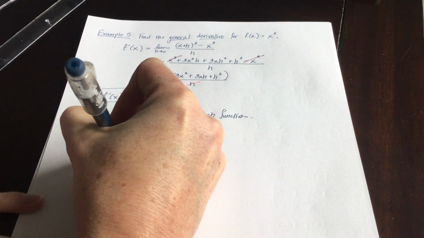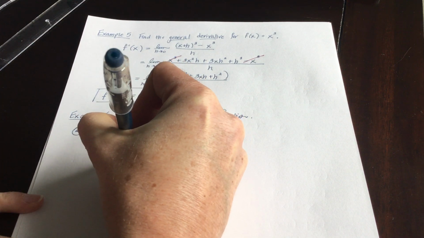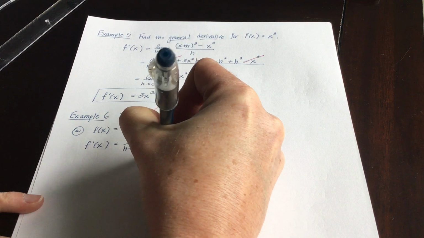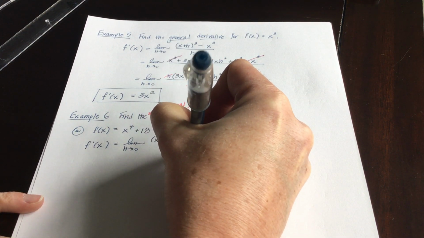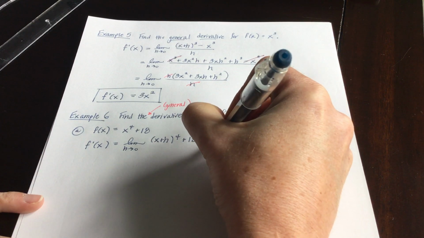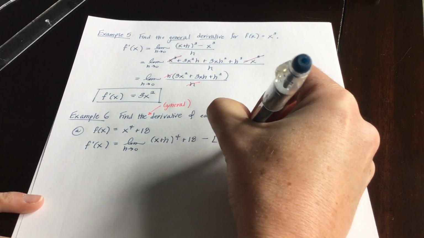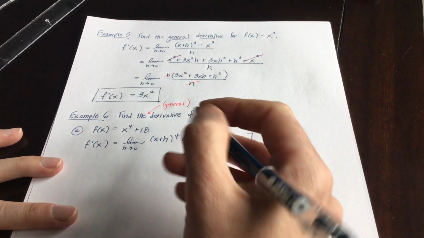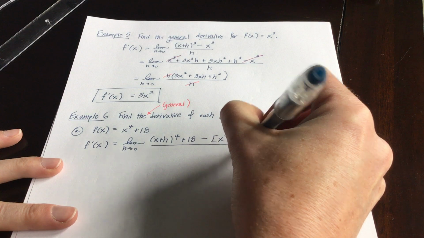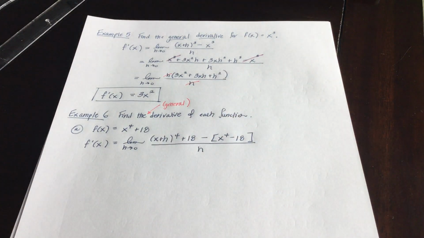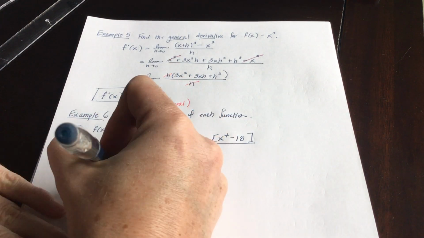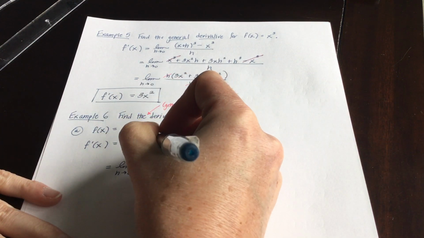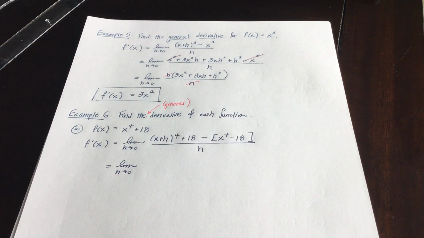So f prime of x will equal the limit as h approaches 0. f of the quantity x plus h would be (x plus h) to the 4th plus 18. And then you're supposed to subtract off f of x, which is x to the 4th plus 18. Notice the grouping symbols to make sure you're subtracting the entire f of x statement. And then it's all over h. All right, do these from memory, my friends. Okay, so now you've got the limit as h approaches 0 of, and then use Pascal's triangle. The coefficients would be 1, 4, 6, 4, 1.